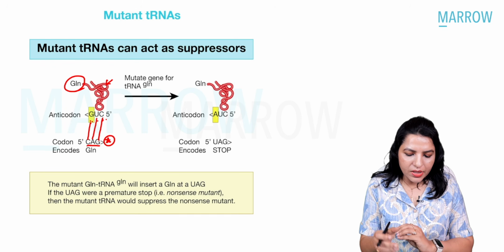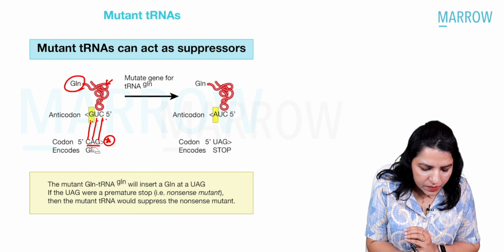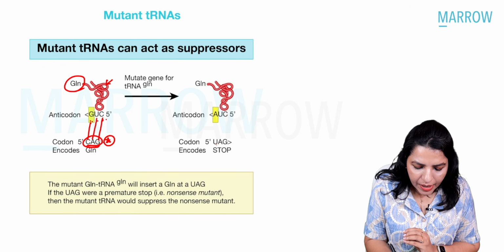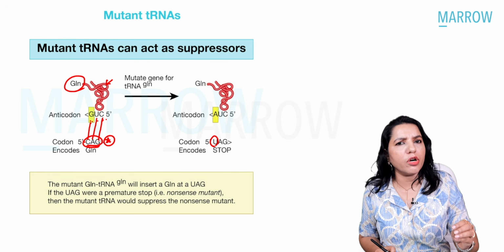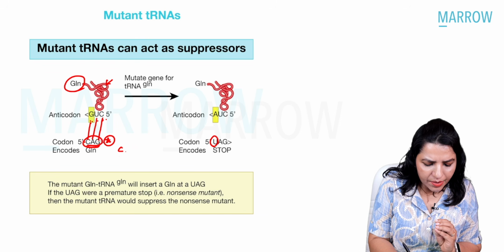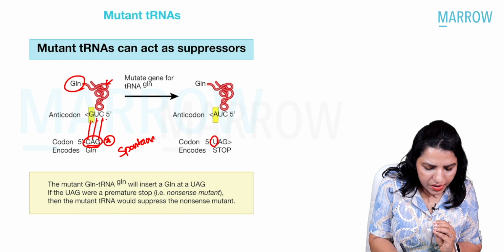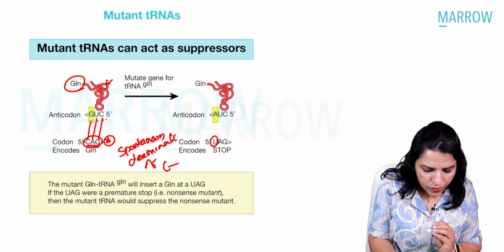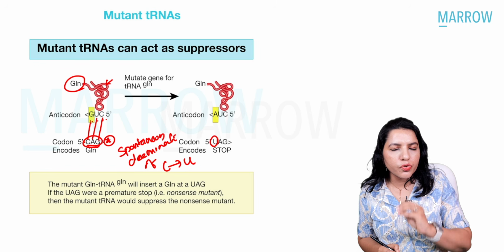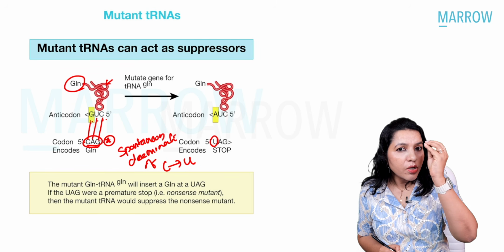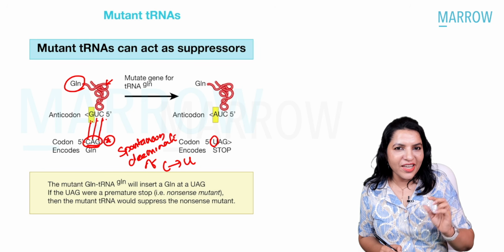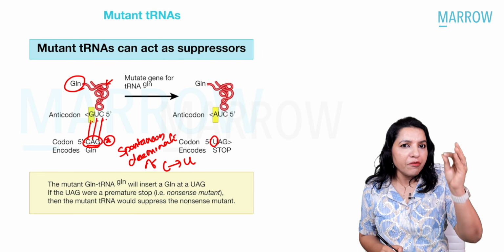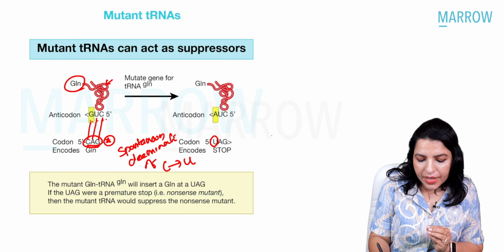Now, what happens here is, instead of CAG, the cytosine is converted to U. This is one of the most common mutations, called spontaneous deamination of cytosine to uracil. So C to U means that this has become UAG. What is UAG? U-A-G. It is a stop codon. This stop codon will create what is called a truncated protein.